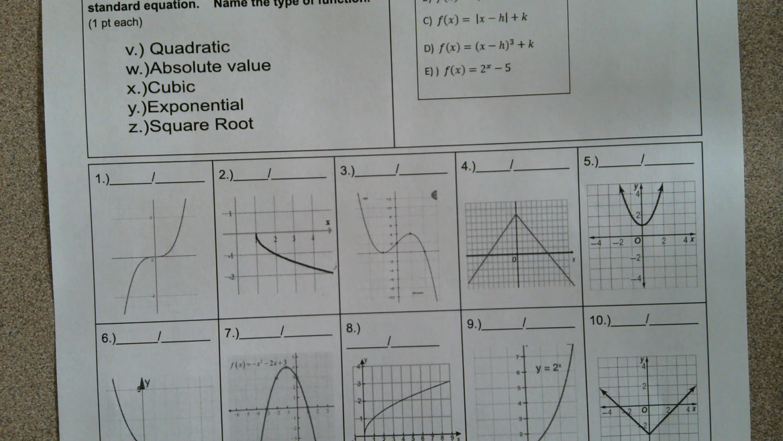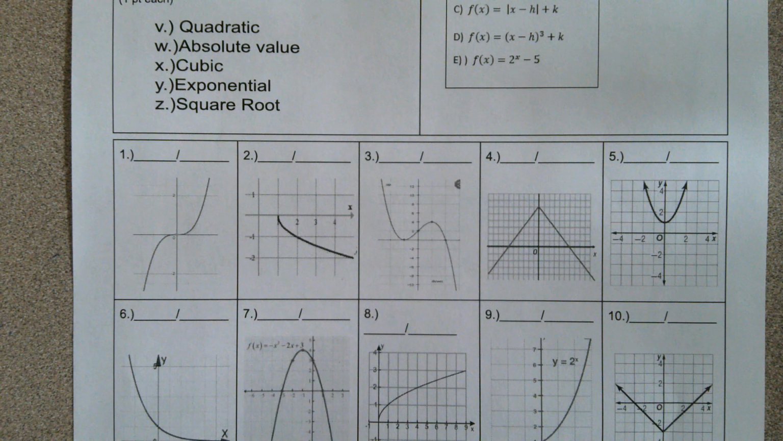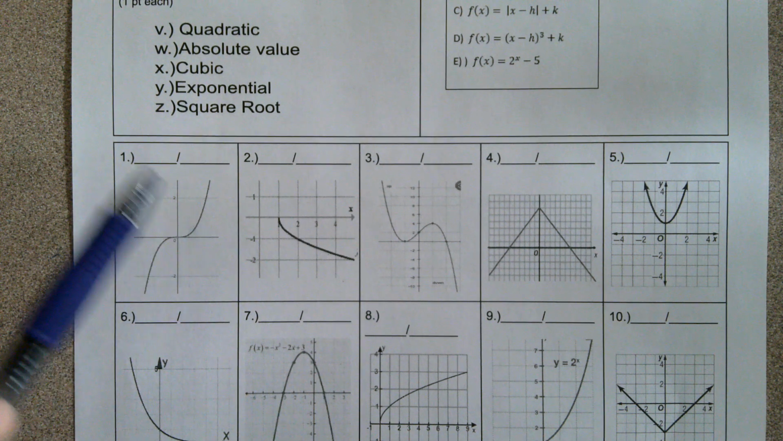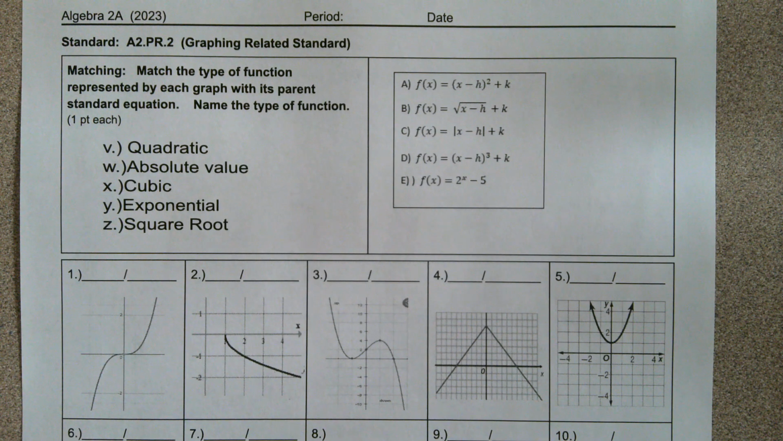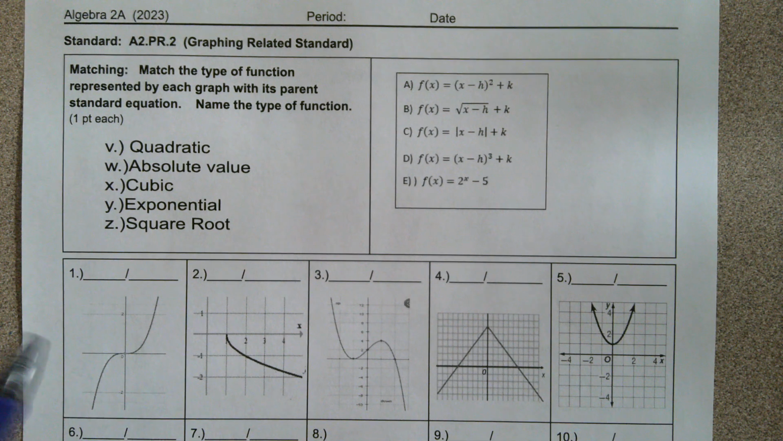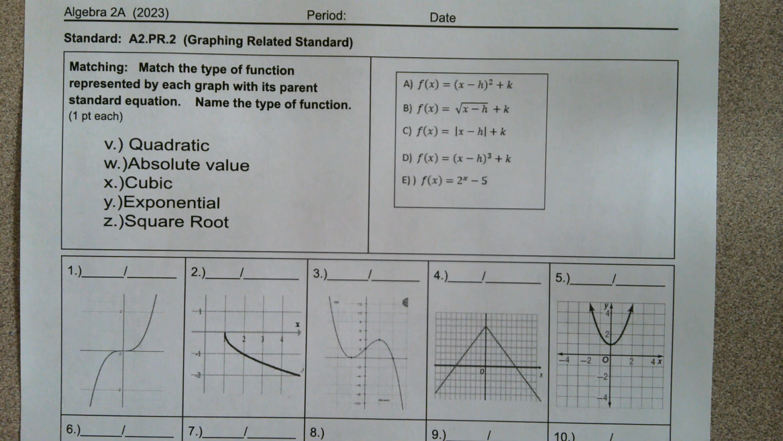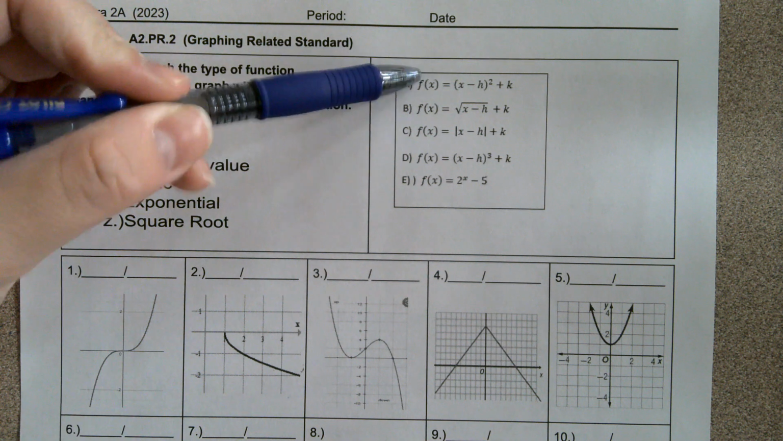So first off, 1 through 10, it's a little confusing what you're supposed to do here, but this is a matching problem, and it's almost like a double matching because each graph here has two things that you're going to put with it. So there's kind of a trick to this, a shortcut if you will. For each graph, you're going to put the name of the function in one blank, and then in the other blank, you're going to put the equation.